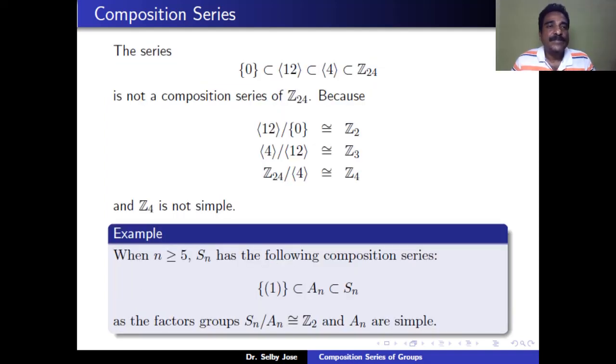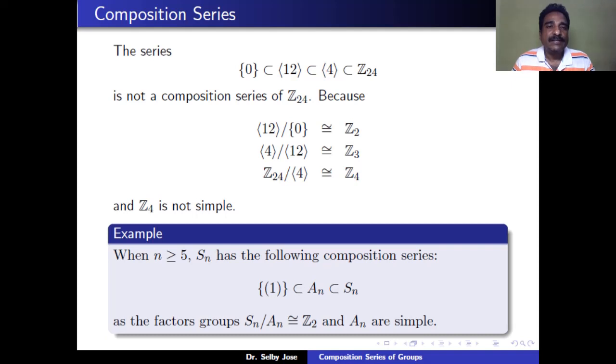Now we can see something which is not a composition series. Following is an example of a series which is not a composition series. So consider the series 0 contained in the cyclic group generated by 12, which is contained in the cyclic group generated by 4, which is contained in Z24.